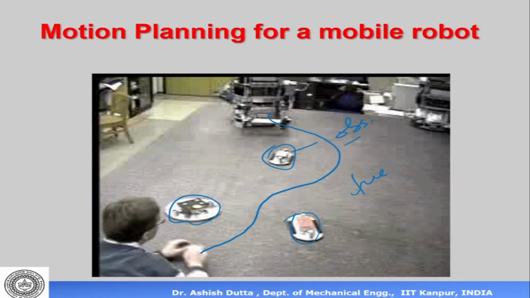What is the plan here? The plan would be that the robot can move towards the goal. If this is my goal, the robot can try and move towards the goal. Whenever it is coming near an obstacle, it can avoid the obstacle like this, and go here. So this path will probably be the shortest path.